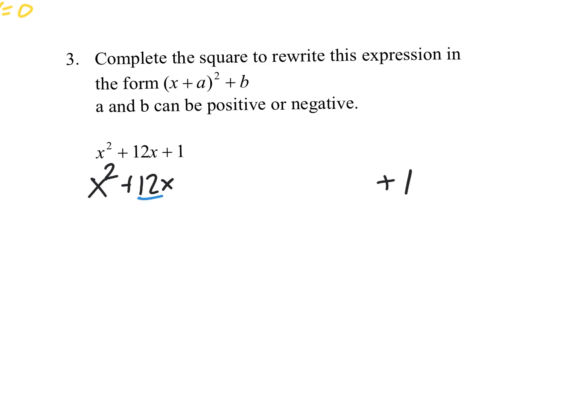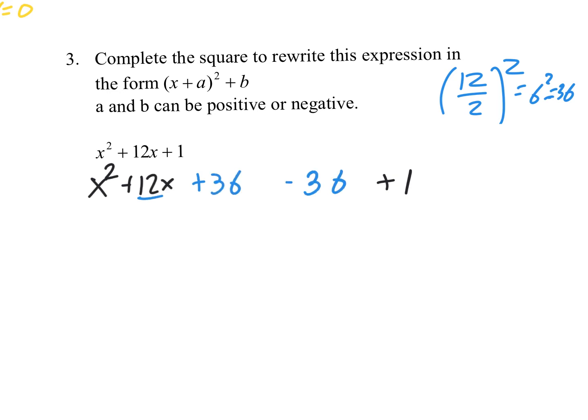Then the next step is take your b value, which is 12, divided by 2, and square it. 12 divided by 2 is 6. 6 squared is 36. So we get this magic number of 36. We're going to add 36 and subtract 36 at the same time. If there was an equal sign, I could add 36 to the other side, but there is no equal sign, there is no other side, so I have to do this little add and subtract trick.